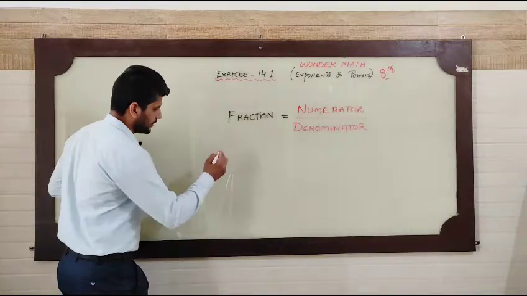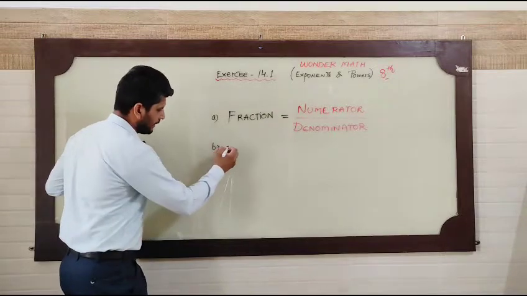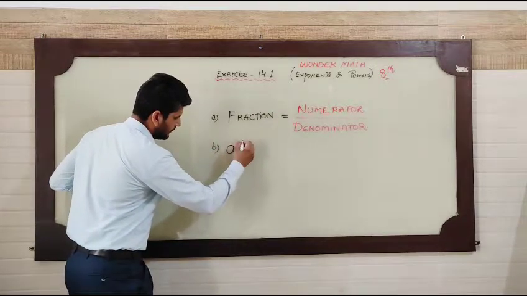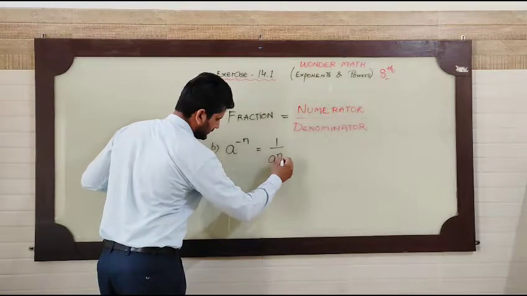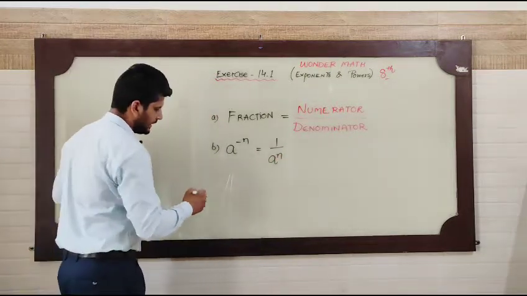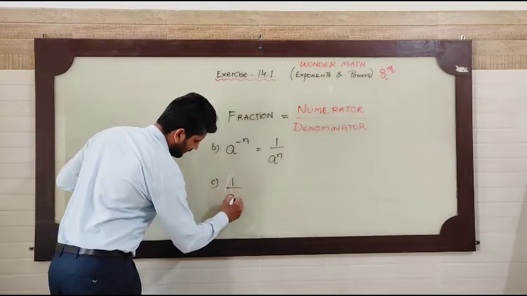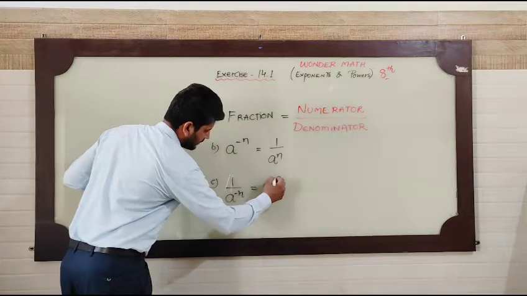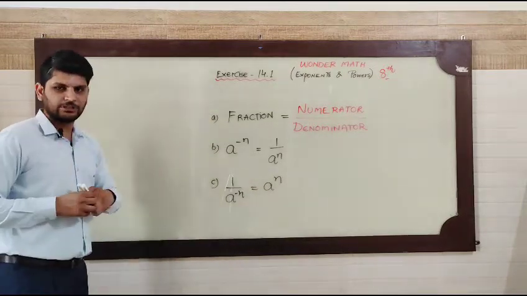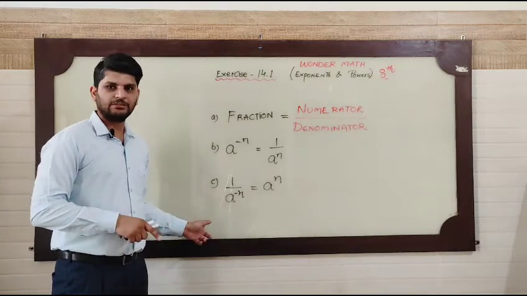The second thing, which is very important: as we have discussed earlier also, a power minus n can be written as 1 upon a power n, and also 1 upon a power minus n can be written as a power n. So these are very basic and important things for you to keep in mind to solve the exercise.